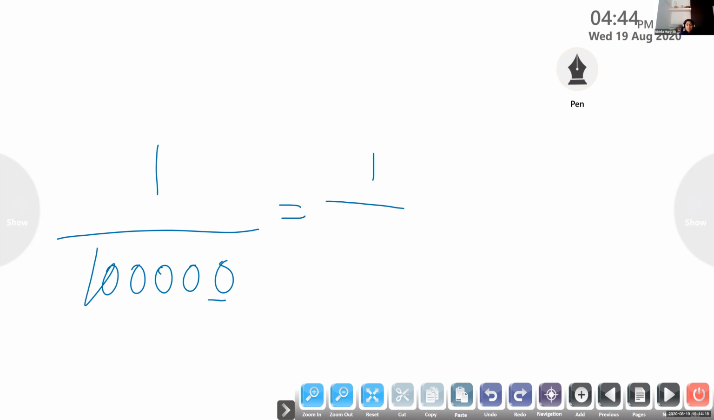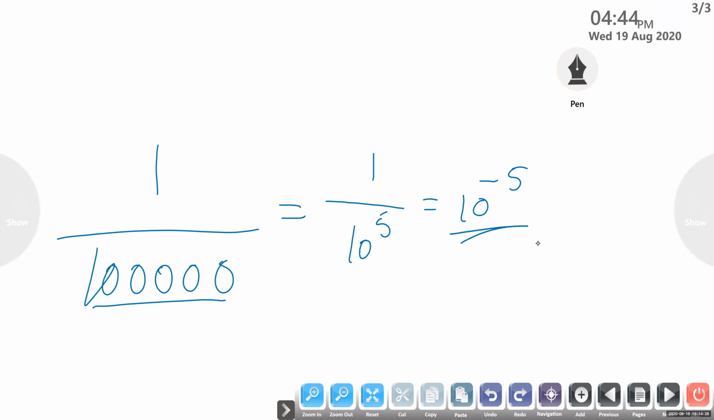Negative 4. How many zeros are there? 10 raised to negative 5. You will get 10 raised to negative 5. You got it? This is how. Okay, another example I will give you.